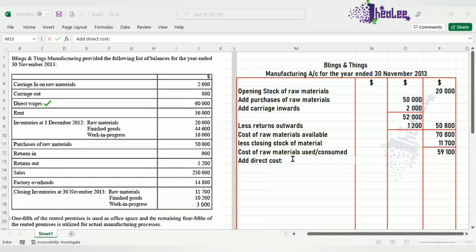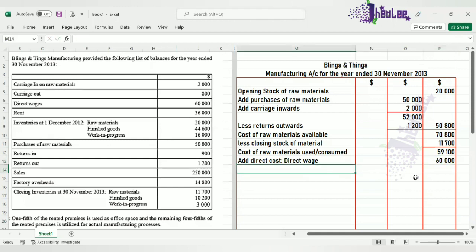Okay? So we're going to add our direct wage. And this is the only direct cost that is in this question, other direct costs. So therefore, we're going to use the main column to enter that. If there were more than one, then of course you would use this middle column to do your calculation, then transfer the final figure to your main column. The value for our direct wages is $60,000. We're now going to add that $60,000 to the cost of raw material consumed, which is our direct cost relating to raw material. And this gives us a value of $119,100. And guess what, people? This is classified as our prime cost.